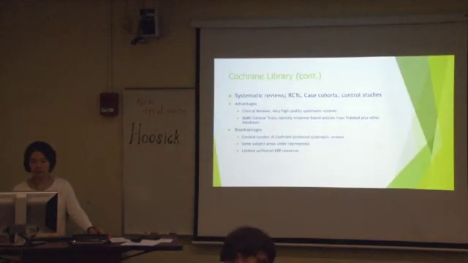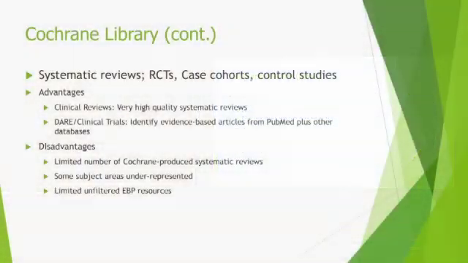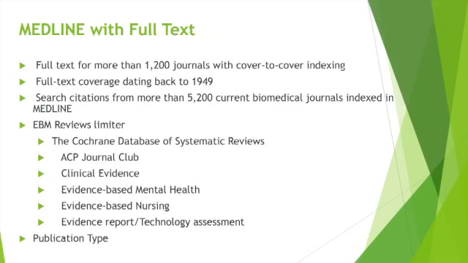And the next one is Cochrane. The Cochrane database is well known for systematic reviews and randomized control trials. The disadvantage of the Cochrane database is that it's very limited. It doesn't have much unfiltered information. It's mostly filtered information. So that's the Cochrane. I don't have an exercise specifically for Cochrane.